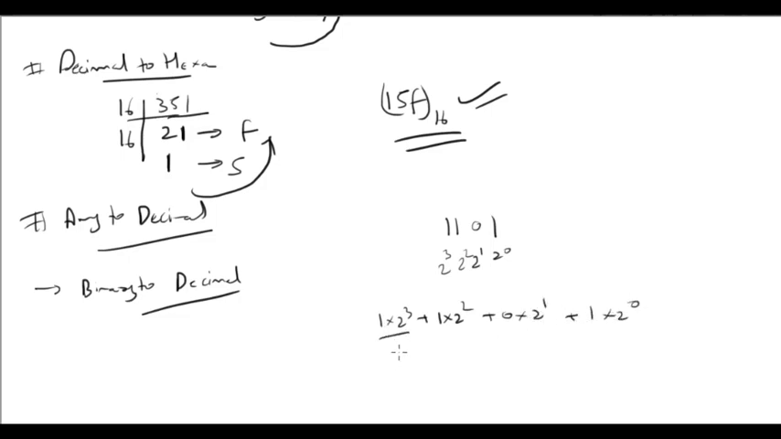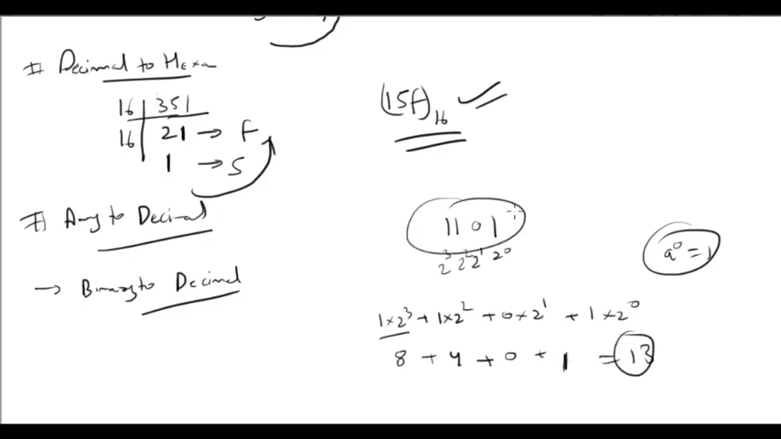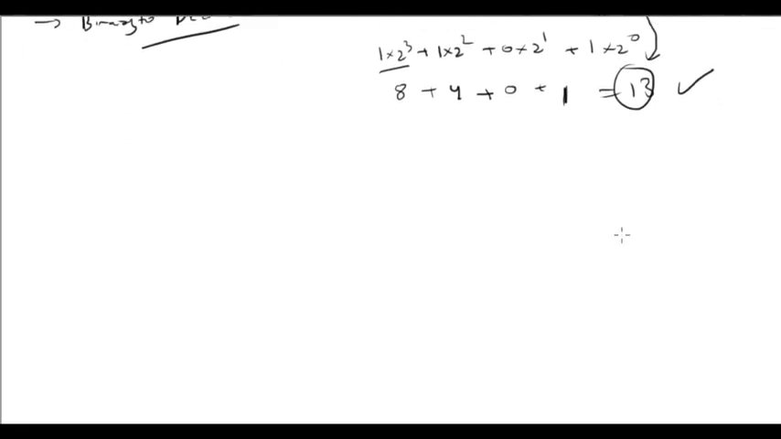1 into 2 to the power 3 is 8. 1 into 2 to the power 2 is 4. 0 into something is 0. And 1 into 2 to the power 0, that is, anything to the power 0 is always 1. Therefore, this is 1. 8 plus 4, 12. 12 plus 1 is 13. Therefore, 1101 can also be written as 13 in decimal form. This is how we can convert binary into decimal.